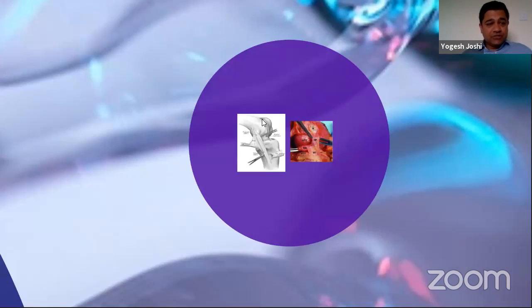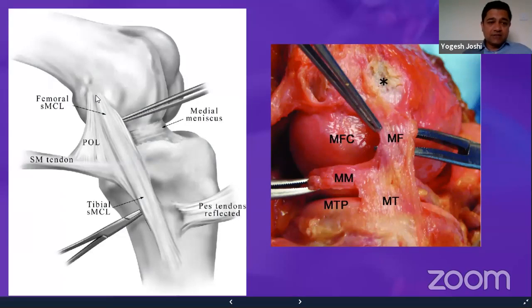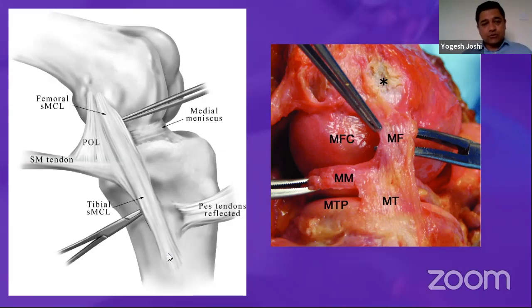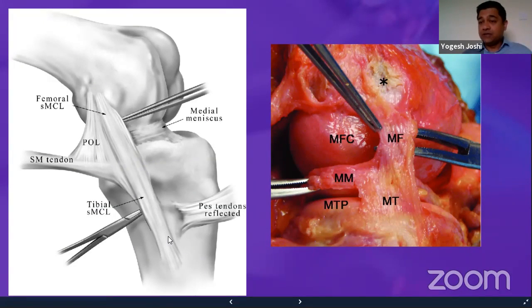So looking at the superficial MCL again, this is the femoral attachment of the superficial MCL. It is quite long. The whole length of the superficial MCL is about 8 centimeters. If you see that when you dissect the knee during a total knee replacement, you will know that it's quite long. And if you are going to release the MCL in total knee replacement, you have to go quite further down to correct the deformity. So it's quite a long ligament.